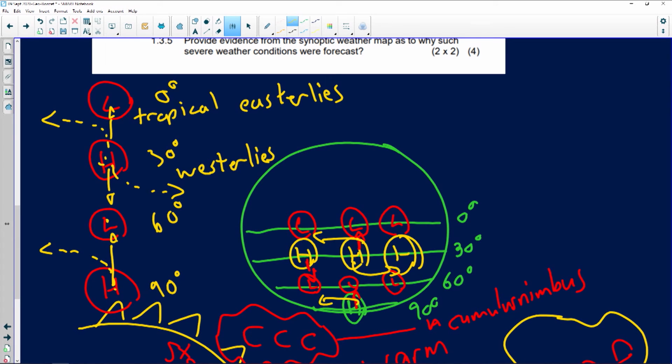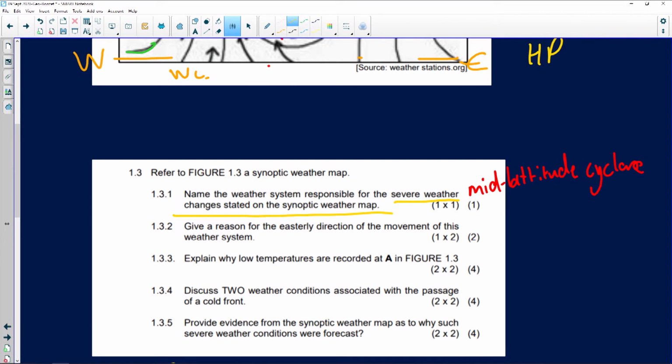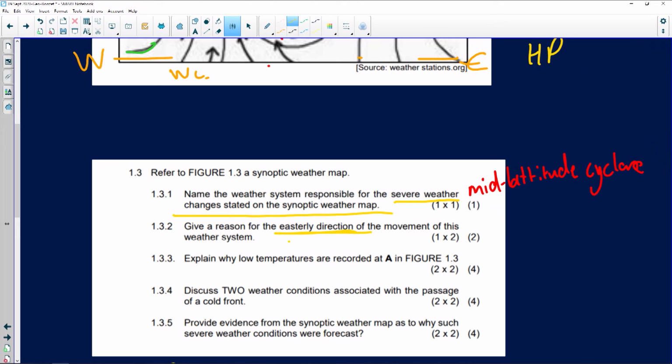Same goes from the polar 90 high pressure belt. Air moves from the high pressure to the low pressure, and it's known as the polar easterlies. Hopefully all of you know this because it was grade 11 work. Very important global circulation. Now, the wind belt that this mid-latitude cyclone moves in is the westerly wind belt. So we can write it down there, as the reason for the easterly direction of the movement of the weather system. Wind is named from the direction it's coming from, so it comes from the westerly wind belt.